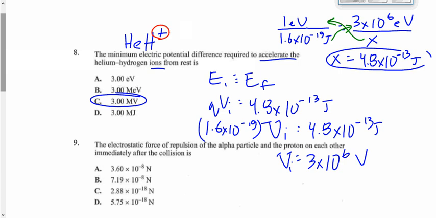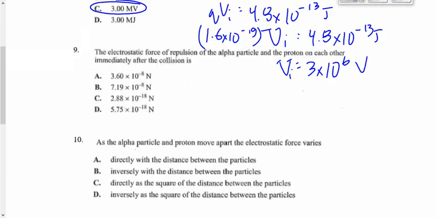Number 9, the electrostatic force of repulsion of the alpha particle and the proton immediately after the collision is what? Well, the force of attraction or repulsion would be kq1q2 over r squared. The charge of the alpha particle is 3.2. The charge of the proton is 1.6. We find both of those on our data sheet.